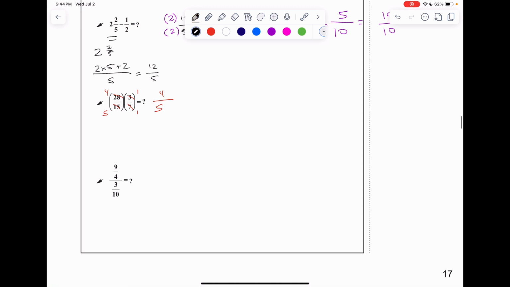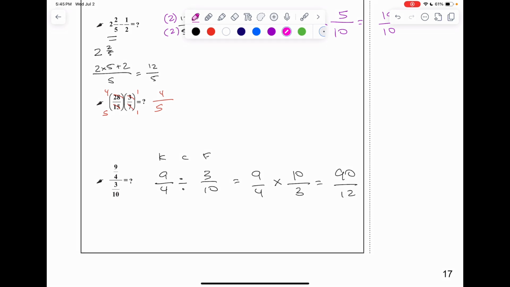This is a compound fraction and still scares the hearts of millions, but we won't worry because that's just 9 over 4 divided by 3 over 10. So if I say keep, change, flip, I'll keep the first one the same. I'll change the division symbol to multiplication, and I'll flip my next guy over there. So what do I get? 90 over 12. Can I reduce that?